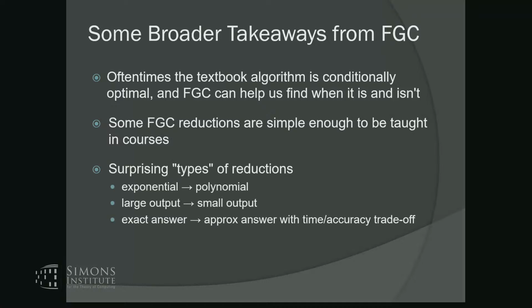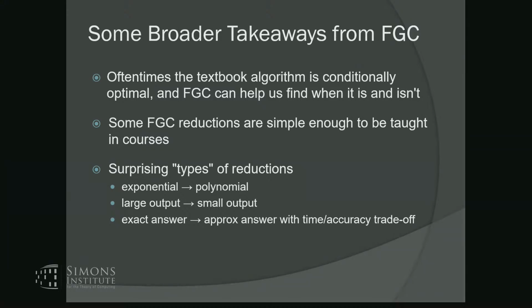Okay, another takeaway is that there are some surprising types of reductions in fine-grained complexity. One of them is that you can make an assumption about an exponential time problem and then get as a consequence something about a polynomial time algorithm. And that's what you saw earlier today with Virginia reducing from the strong exponential time hypothesis about k-SAT down to the orthogonal vectors problem, which is in polynomial time. So that's maybe surprising on first glance.